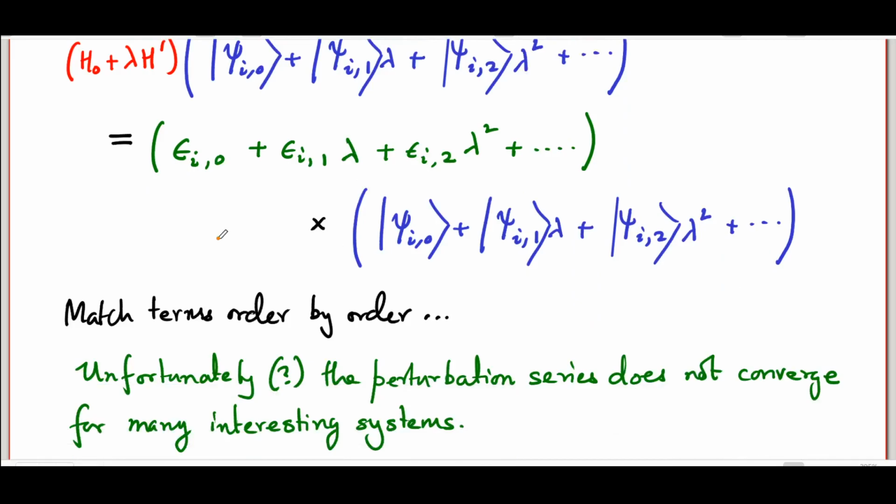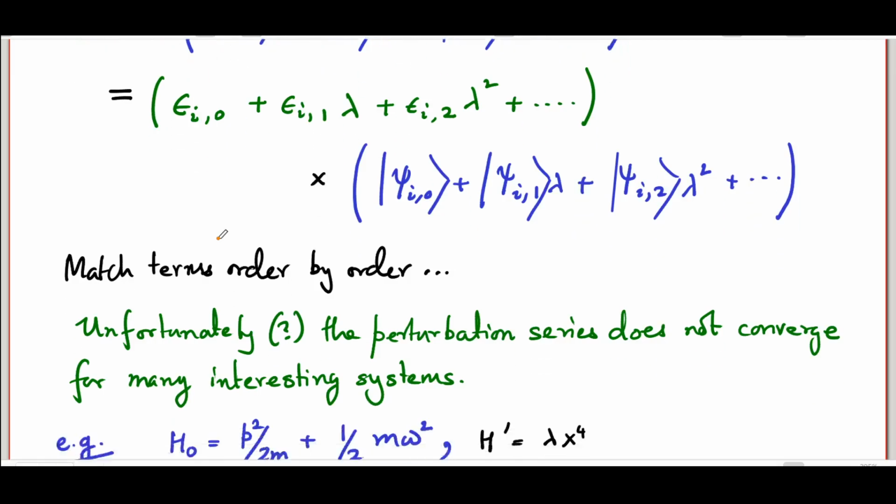Now, all this would have been fine if this perturbation series had been a convergent one, and then all of these manipulations that we do in order to arrive at these equations would actually be consistent. For many interesting quantum systems, however, the perturbation series does not converge.